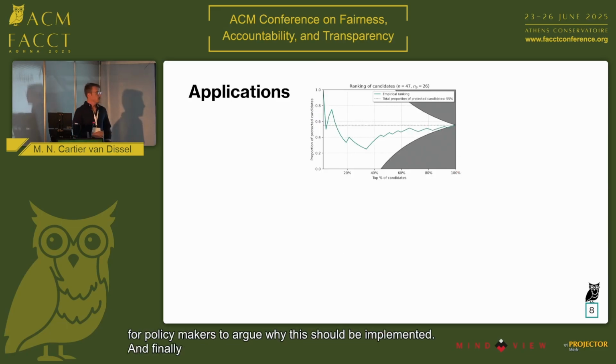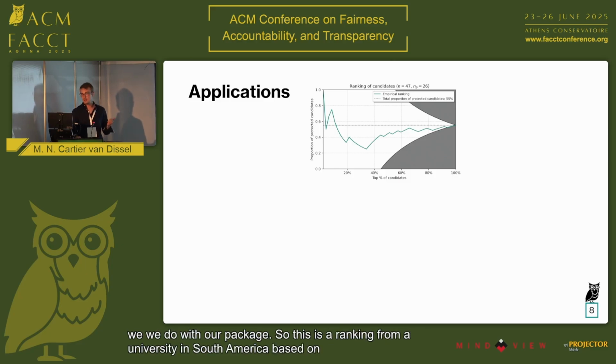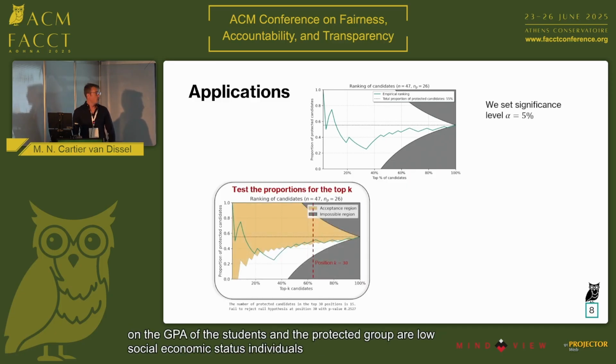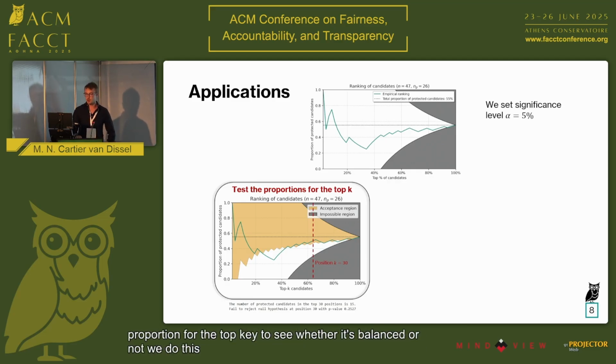And finally, I just want to show some brief applications that we do with our package. This is a ranking from a university in South America based on the GPA of the students, and the protected group are low socioeconomic status individuals. First of all, we can test the proportion for the top K to see whether it's balanced or not. We do this through a hypergeometric test.